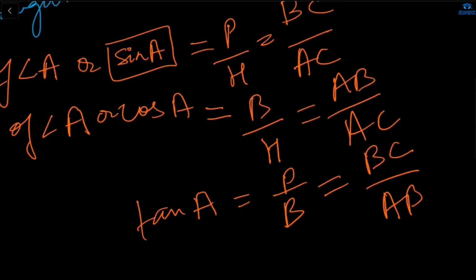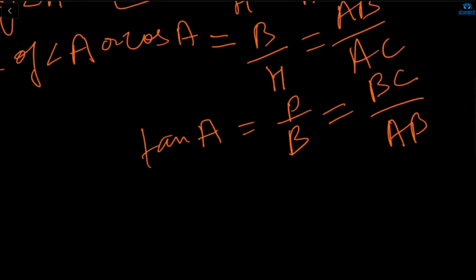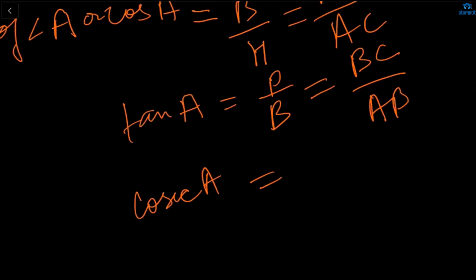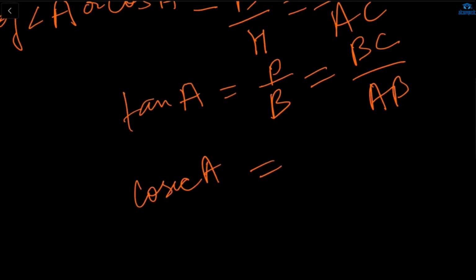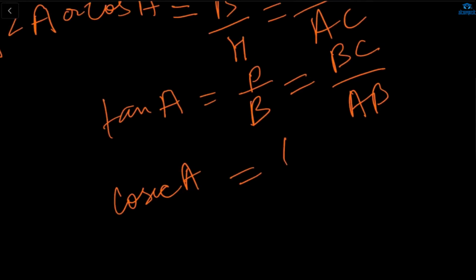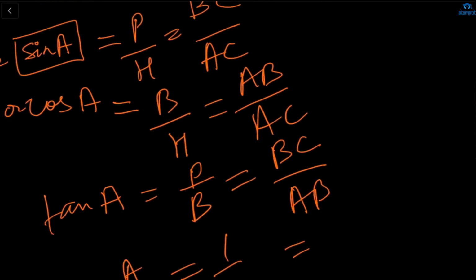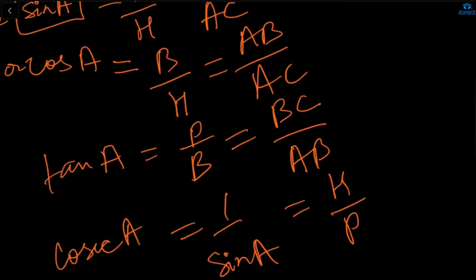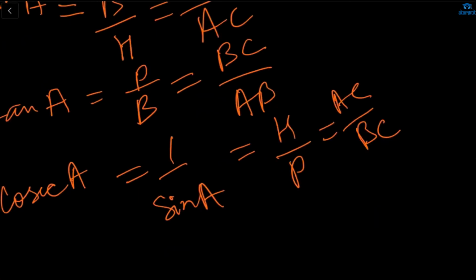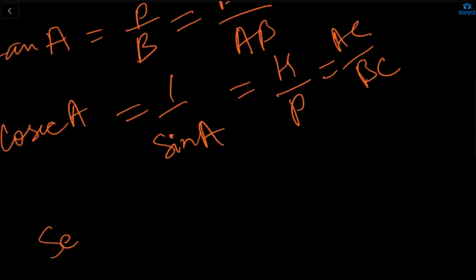Understood? After tan, you have cosec. Cosec A is just the reciprocal of sine, so cosec A is 1 by sine A, or sine A is equal to 1 by cosec A. In sine you have perpendicular by hypotenuse, so cosec A will be H by P, hypotenuse by perpendicular, or AC by BC. Similarly, sec A is 1 by cos A, the reciprocal.